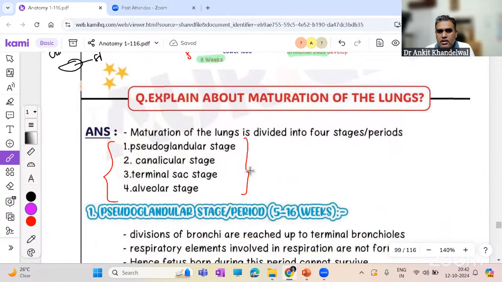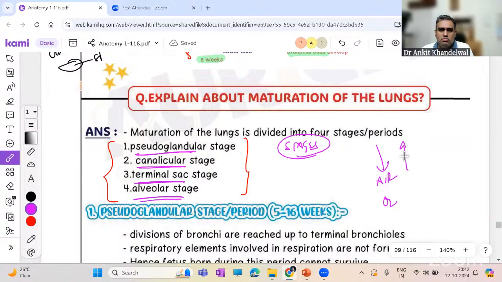Second thing is this over here, the stages. Now, why these stages are important, I will give you a brief idea, but these are 4 stages. Remember their names: pseudoglandular stage, canalicular stage, terminal sac stage, and alveolar stage. These are the 4 major stages in development of lung, maturation of lung. But guys, what is the function of lung? The function of lungs is not just to take in air, take in O2, and then expire CO2. Simple. That is not the only function of lung.